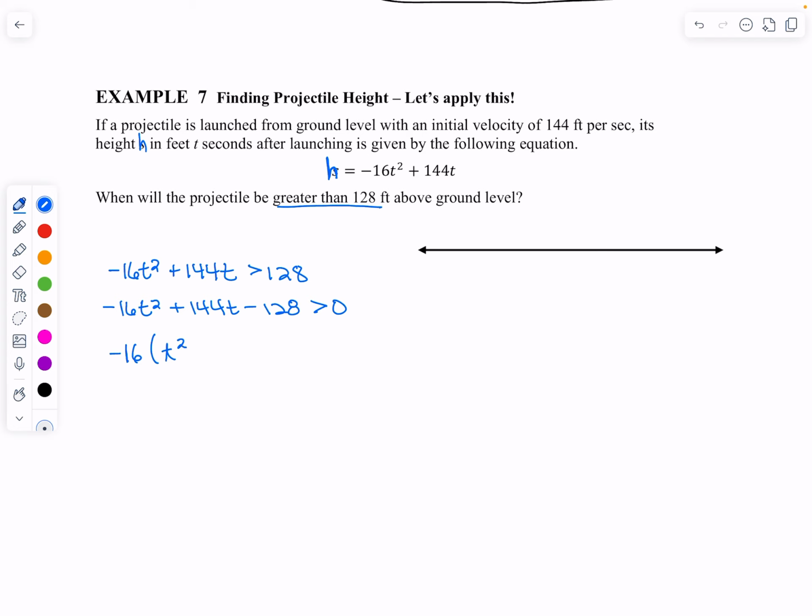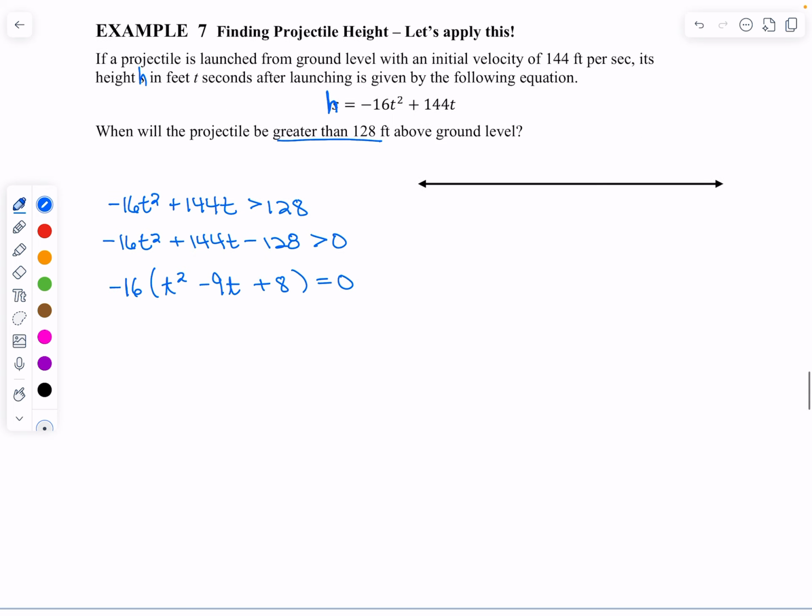So negative 16 times negative 9t is going to give me a positive 144t. And then negative 16 times positive 8 will give me a negative 128. And again, I'm going to set that equal to 0. And this actually, I can factor. I'll leave my negative 16, I guess.